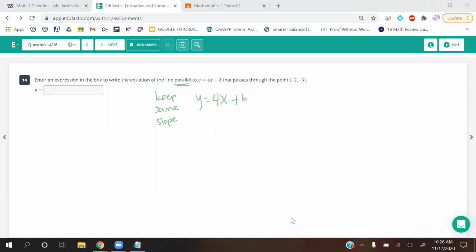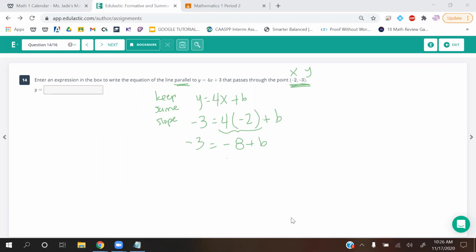We're going to solve for b by plugging in this point. So here's our x, here's our y. Let's plug it in. The y is negative 3. The x is negative 2. And so there I have plugged in the point -2 comma -3 into our y is equal to 4x plus b. And now the only variable we have left is b, and we get to solve for it. So we have -3 is equal to -8 plus b, because 4 times -2 is -8.